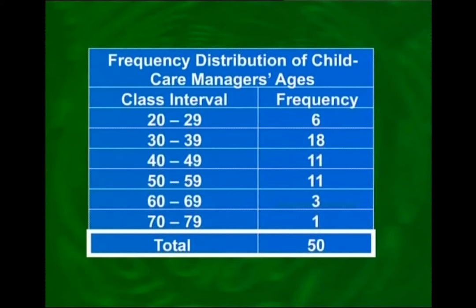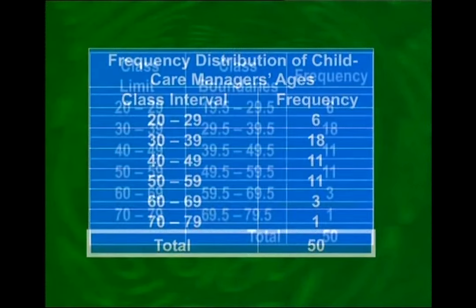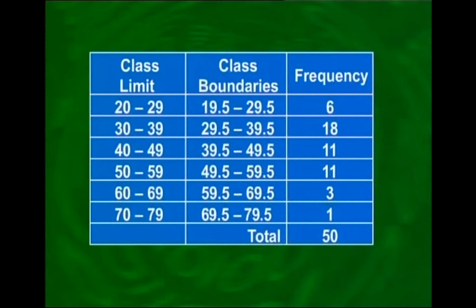Now, in order to construct the histogram, the first step is to form the column of class boundaries. As explained earlier, the class boundaries are obtained by adding the upper limit of any class to the lower limit of the next class and dividing by 2. For example, when we add 29 to 30 and divide by 2, we obtain 29.5. Students, note that in place of 29 we will write 29.5, and in place of 30 also 29.5. Similarly, we can find the average of 39 and 40 to obtain 39.5, the average of 49 and 50 to obtain 49.5, and so on.